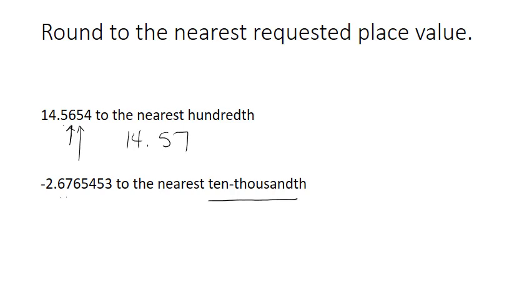Tenths, hundredths, thousandths, ten thousandths. You look at the number next to it. That number is 4 or smaller. So the digit being rounded is kept the same. My answer is -2.6765.